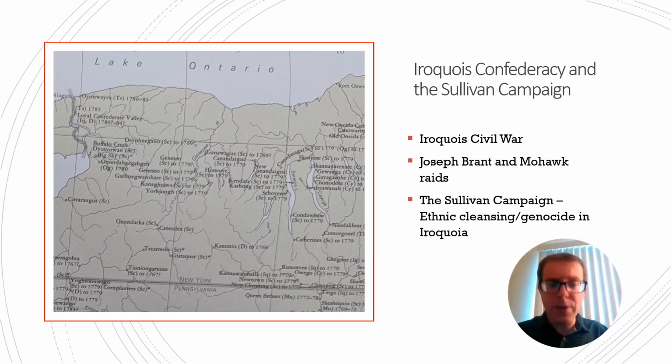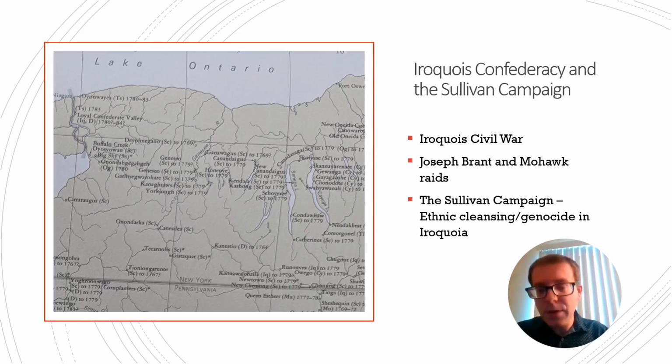George Washington gives them very specific instructions. He says to John Sullivan, you should target villages, you should target the fields of these Iroquois towns, and you should burn down these fields, burn down these houses, and target civilians, and eliminate Iroquois presence from this land. And the idea here is to starve out, essentially, Joseph Brant and his Mohawk Raiders, and starve out the people of the Iroquois Confederacy.